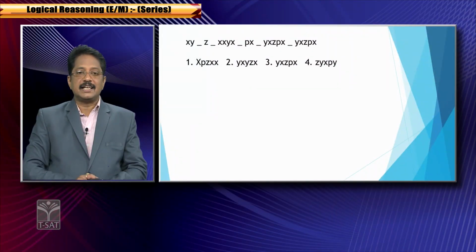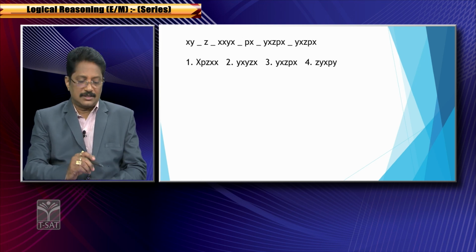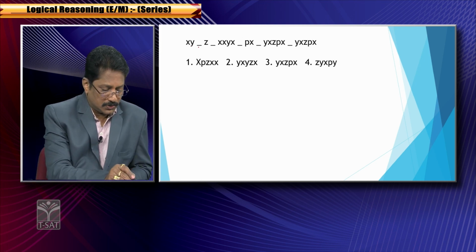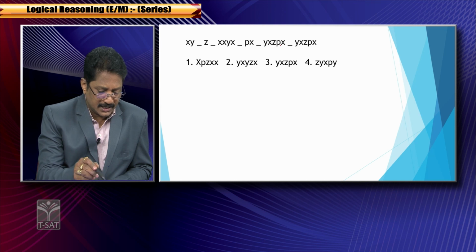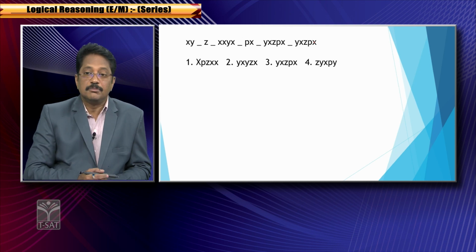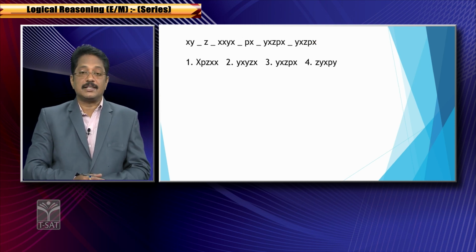So the series given is X, Y, Z, Z, X, X, Y, X, P, X, Y, X, Z, P, X, Y, X, Z, P, X. What we have to do is count the letters: 1, 2, 3 ... up to 24. There are 24 letters.